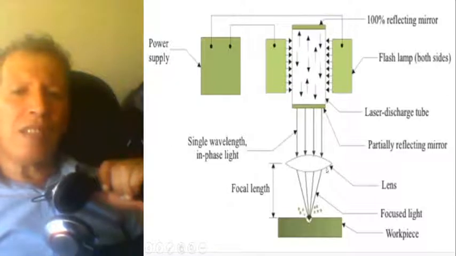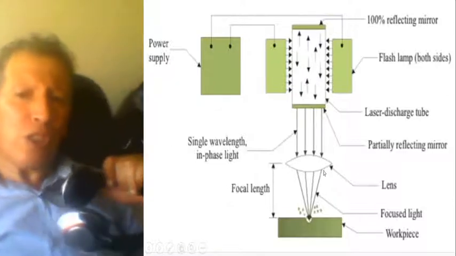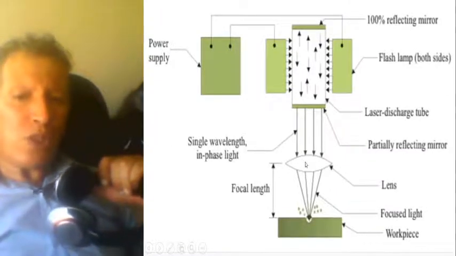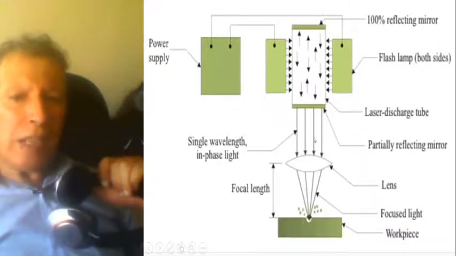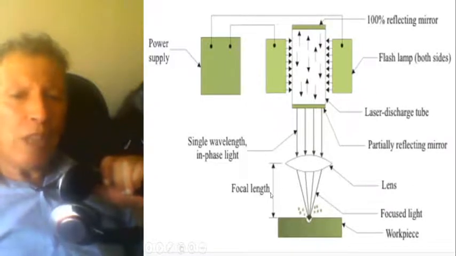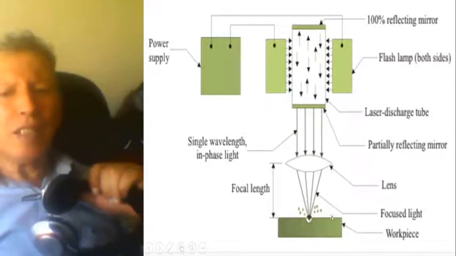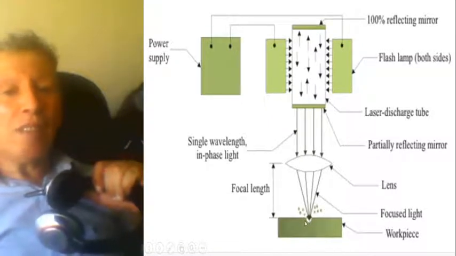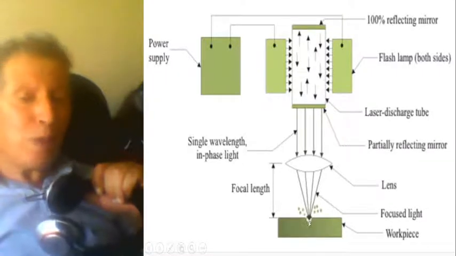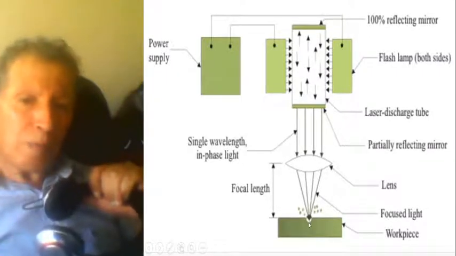And there is a lens in here which does the job, which converges the rays. These parallel rays are converged into one point. So the focal length. So it focuses the various rays at a specific point on the workpiece, and which cuts it.